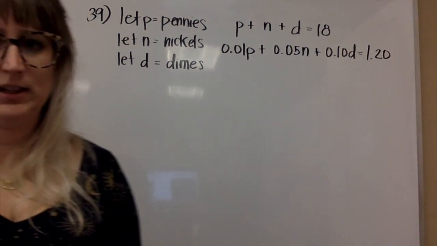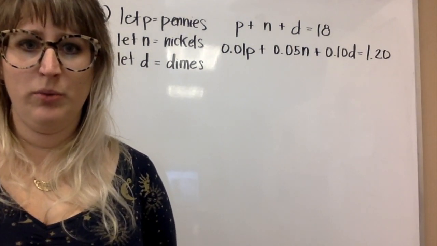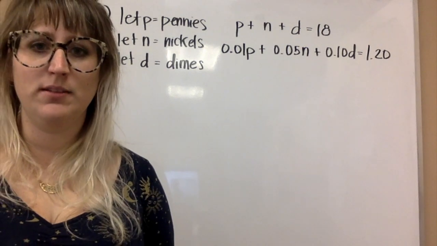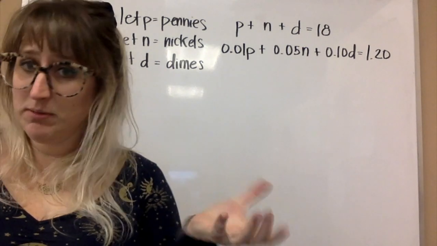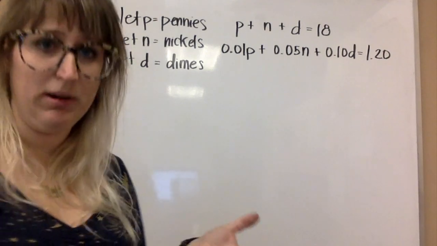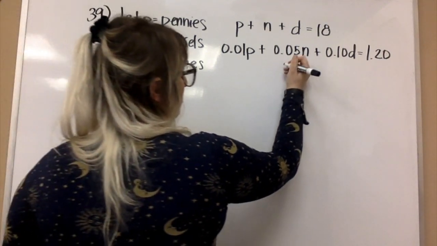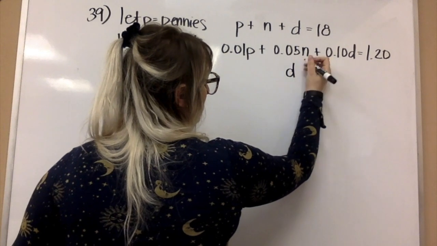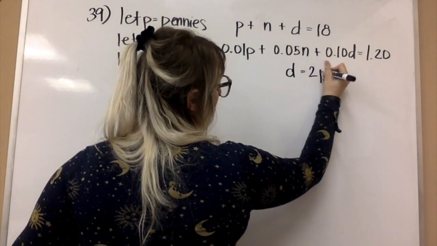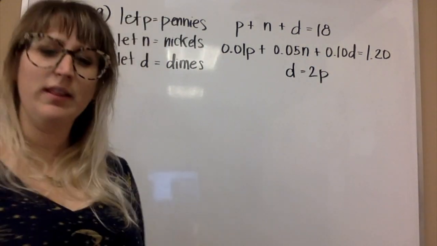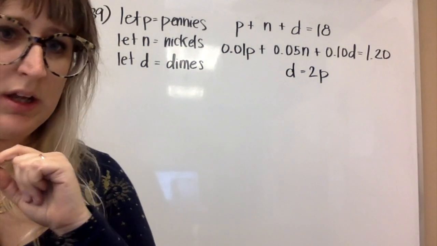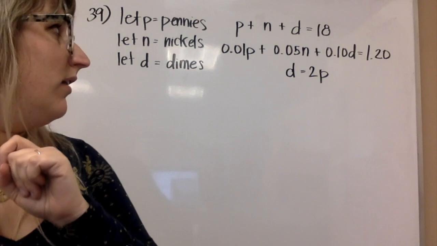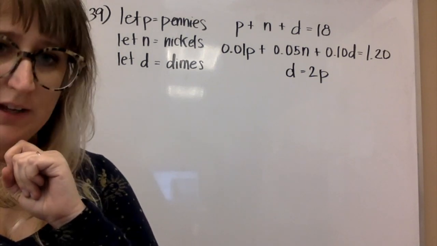And then lastly, you have 2 times as many dimes as pennies. So that means your dime amount is going to equal twice your penny amount. So D equals 2P. And I think that's the most confusing part, is knowing that. All right, so we have our 3 equations now.